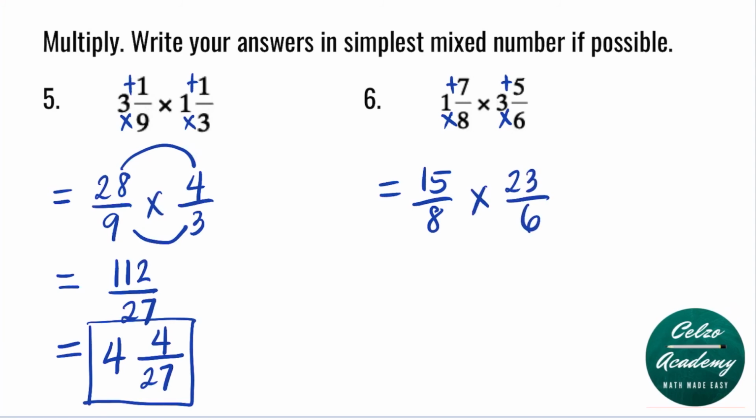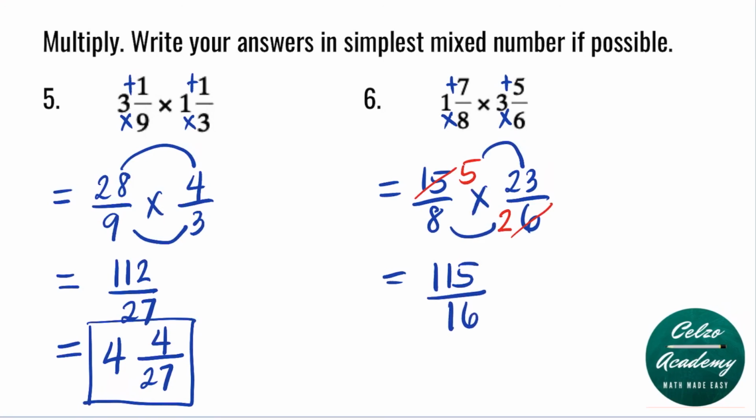We can reduce the fractions 15 over 6 by dividing both of them by 3. 15 divided by 3 is 5. 6 divided by 3 is 2. So 15 over 6 is the same thing as 5 over 2. Now let's multiply the numerators. 5 times 23 is 115, and 8 times 2 is 16.